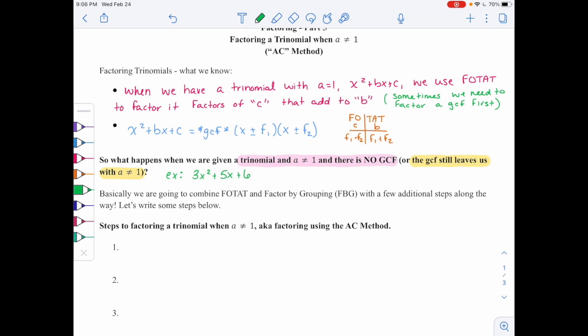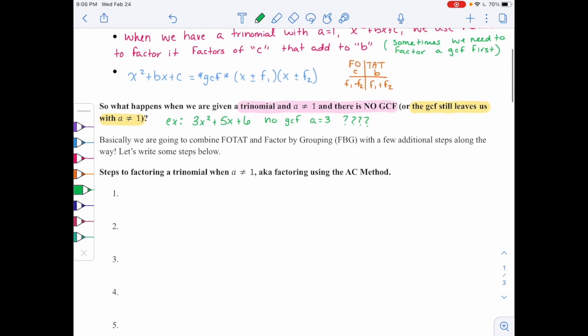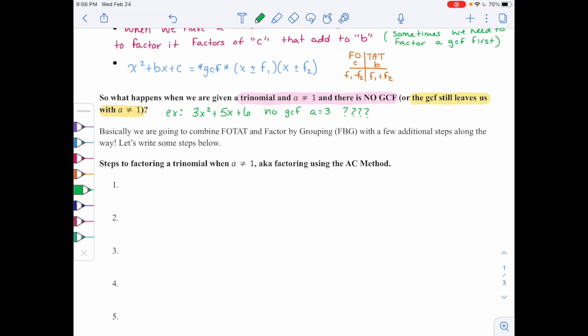But what I'm getting at here is I'm looking at this expression and there's no GCF and A is 3. So what do I do? How do I factor that? That's where the AC method is going to come in handy. And the AC method basically means combining FOTAT and factor by grouping with a few additional steps along the way. So I'm going to write out the steps first, and they might seem a little confusing. I hope not, but they might be. And then we're going to apply those steps to some examples to hopefully clear it up for you.